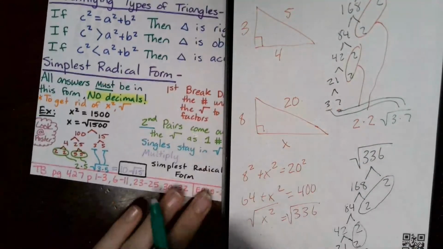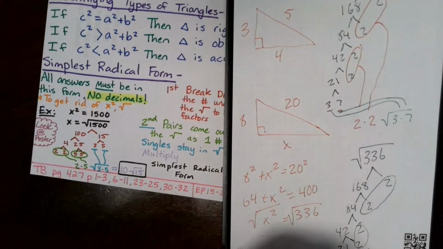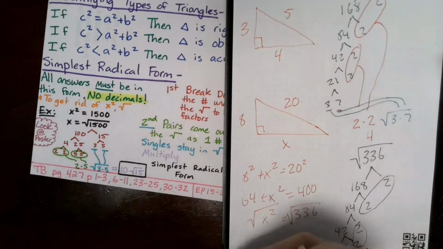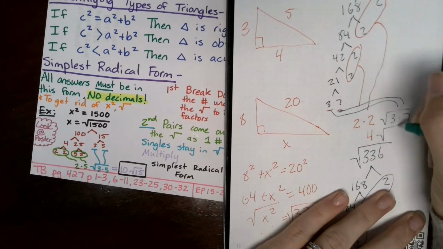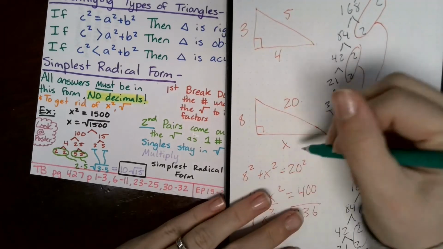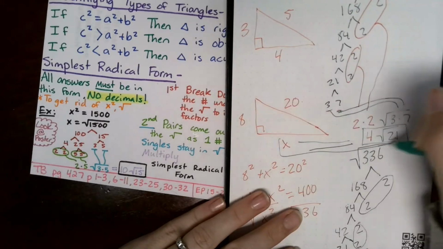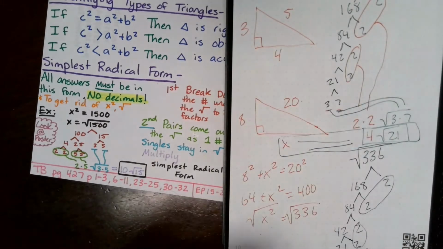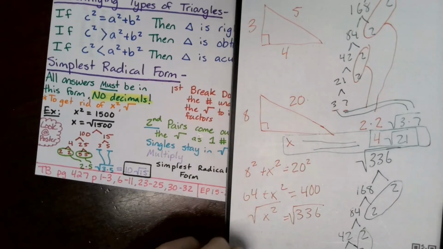So then I multiply. 2 times 2 is 4. 3 times 7 is 21. So I have 4 square root 21 is my answer to that. So I would say x equals, that's my answer. Okay? I do not just put this in the calculator. I have to do it in simplest radical form.